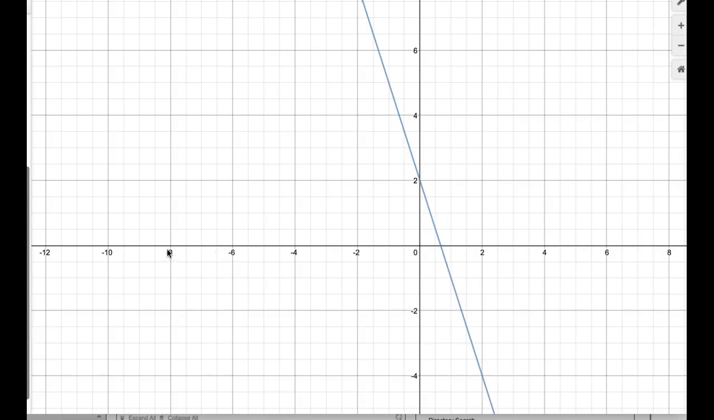It was negative 3x plus 2. The point that we want it to pass through is (1, 4), right there in green. And we found the perpendicular line passing through (1, 4) was y equals 1/3 x plus 11/3, which is the green line.